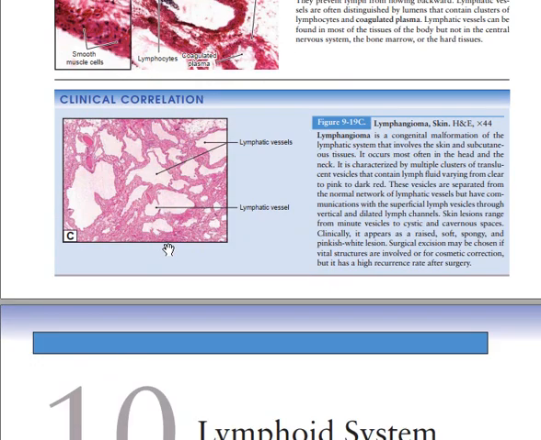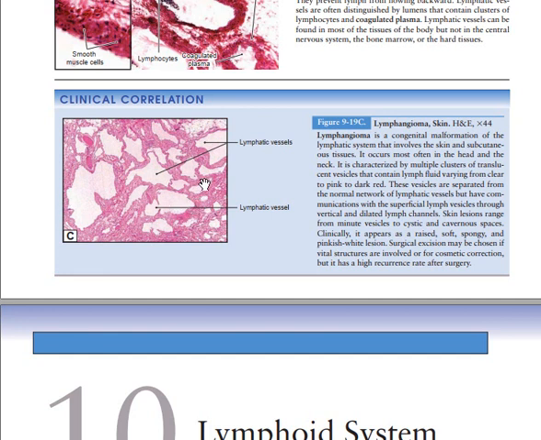Now the clinical correlation: there is lymphangioma, which is a congenital malformation of the lymphatic system that involves the skin and the subcutaneous tissue. It occurs mostly on the head and the neck. What you are going to see on a lymphangioma mass, you visualize many lymphatic vessels here, and you can also see many lymphatic capillaries here. Those are the different things that you can visualize.